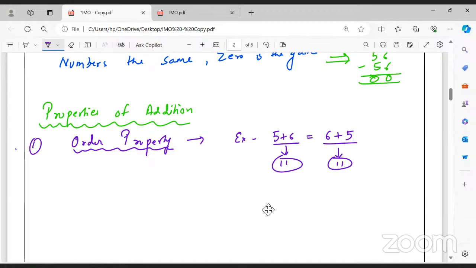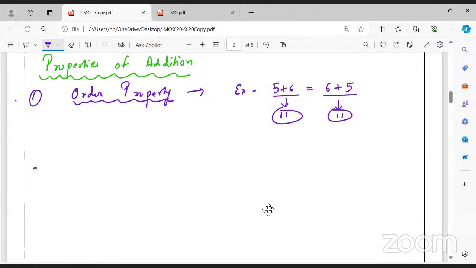Oh, very good, Rajeshri. 4 plus 2 is 6. 2 plus 4 is also 6. 1 plus 9 is 10. 3 plus 5 is equal to 5 plus 3. Superb. Very good. Next, what is the second property? What is the second property?